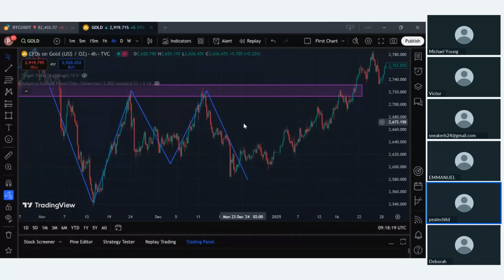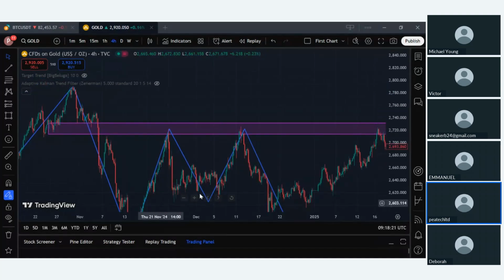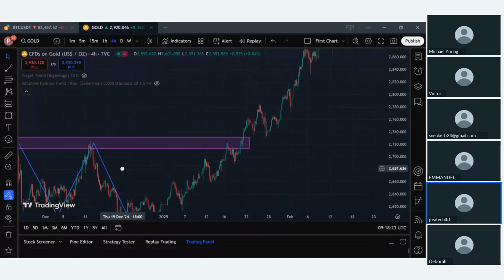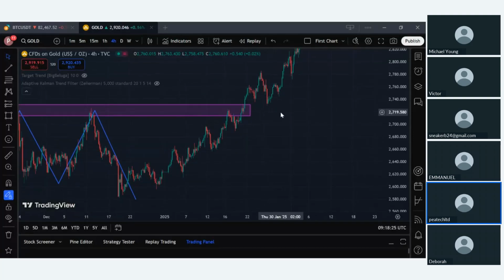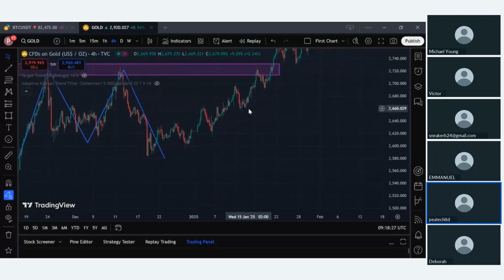So this one is for supply. Supply is when the market is going downward. Then let's look for a demand zone. Now, let me delete everything here so that we redraw them again. You can see.